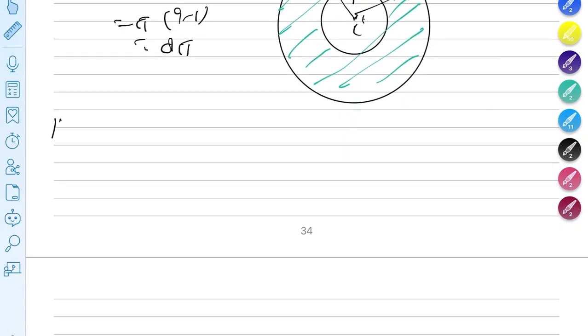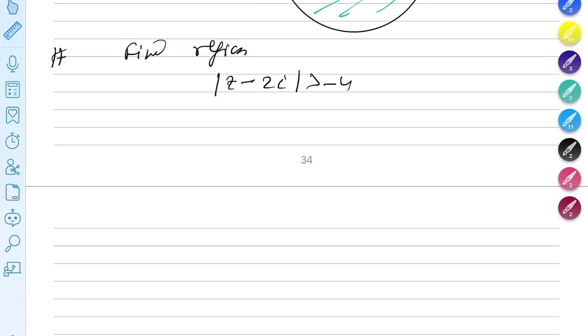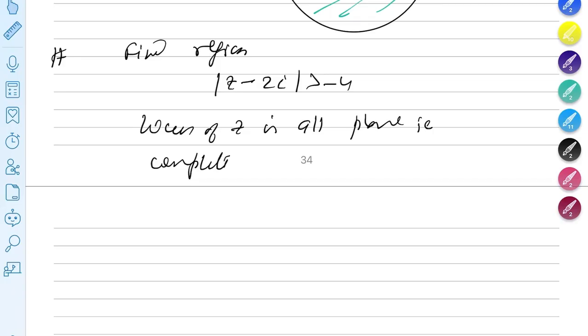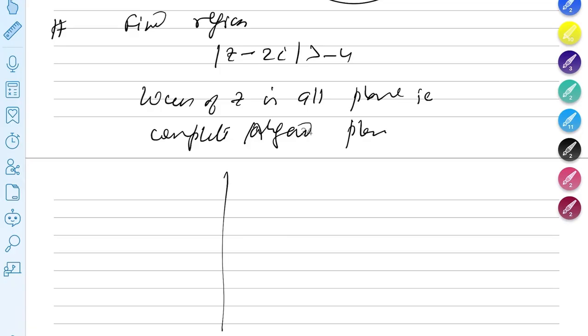Achha, if I ask you one more basic question, find the locus or find the region represented by |z - 2i| > -1. Since this is always true, whatever z I write is always true. So what is the locus? In this case, the locus of z is the complete Argand plane. We draw the Argand plane. It represents the whole Argand plane.